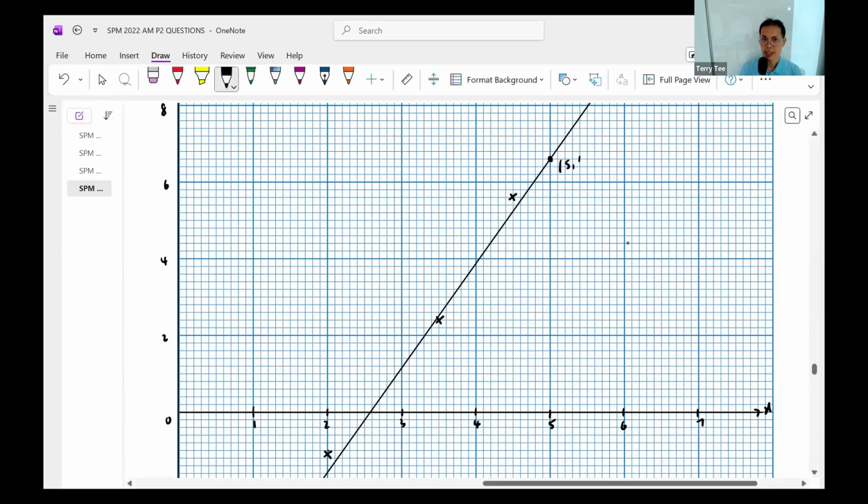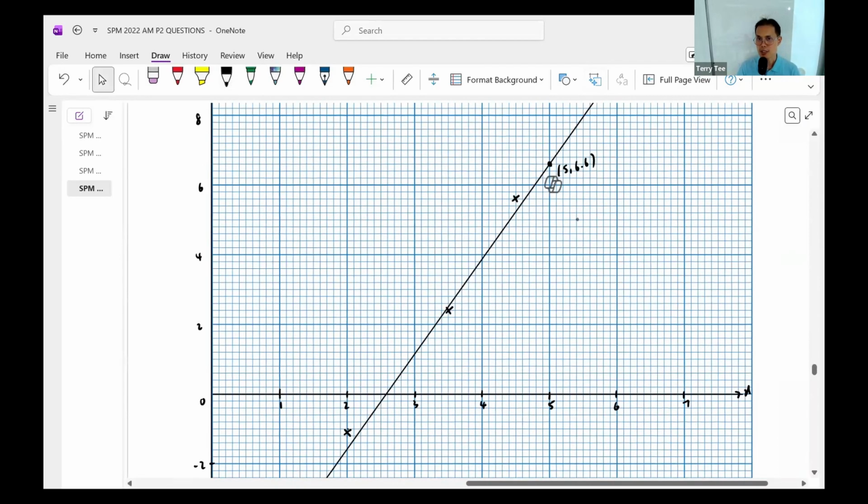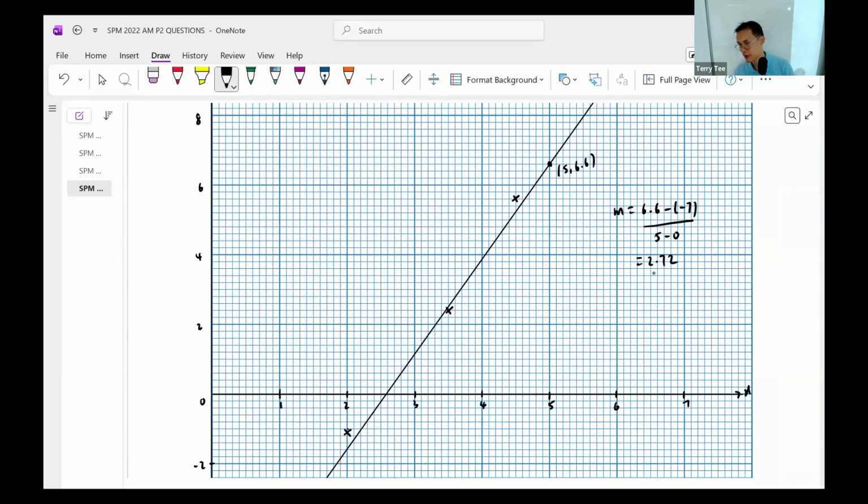So this is 5 and 6.6. One small box is 0.2. Let me show my calculation here. My gradient is 6.6 minus -7, divided by 5 minus 0. On the calculator, I take 6.6, minus is a +7, divided by 5. I got 2.72. My original answer was 2.71. Just now I used a calculator and got 2.71, and here I got 2.72. I think it's quite close. Very good already.